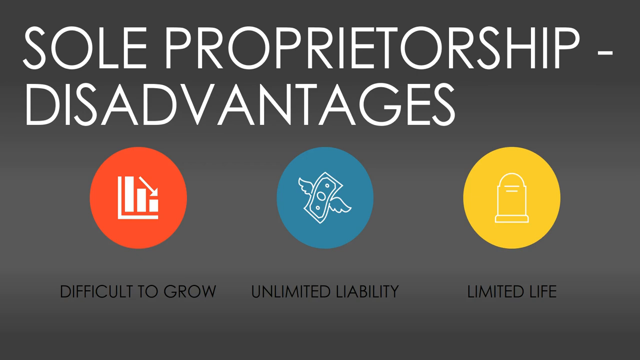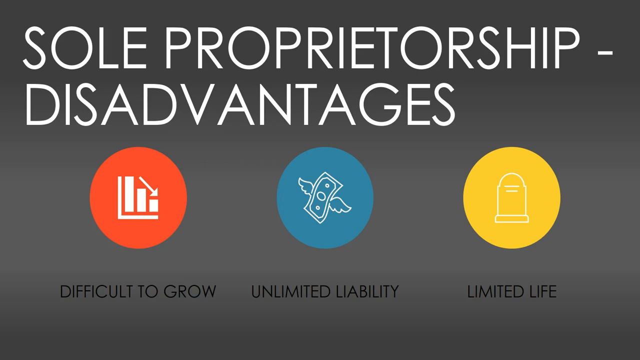So if you opened a restaurant under a sole proprietorship and you poisoned half of your county, you could be personally liable for that accident. So unlimited liability. If the business has a problem, you have a problem. Another disadvantage is that it has a limited life. So whenever you, as the business owner, die, your business dies.